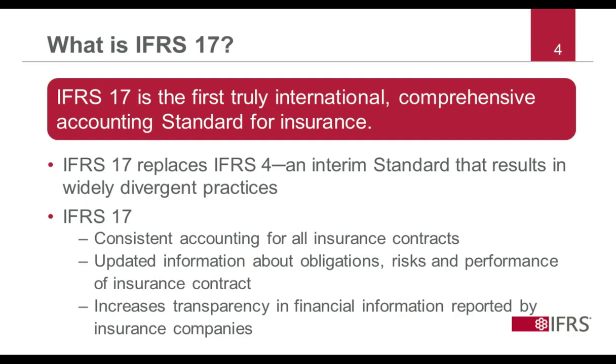IFRS 17 sweeps that away. As a result of IFRS 17, companies will be providing updated information about the obligations, risks and performance of insurance contracts, and that will lead to increased transparency in financial information reported by companies, and that in turn will give investors and analysts more confidence in understanding the insurance industry. The model in IFRS 17 introduces consistent accounting for all insurance contracts based on a current measurement model rather than basing information on historic information, and it will apply principles that are consistent with other industries.